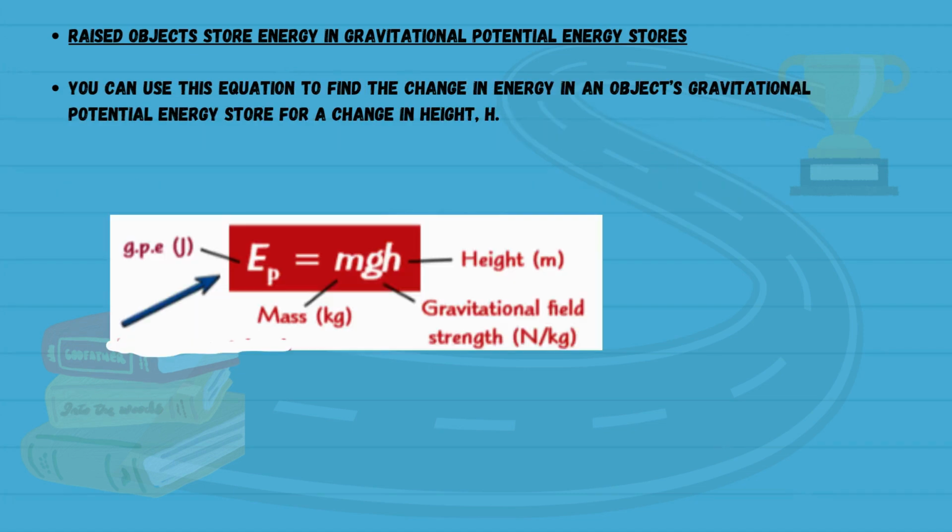Raised objects store energy in gravitational potential energy stores. You can use the equation to find the change in energy in an object's gravitational potential energy store for a change in height.